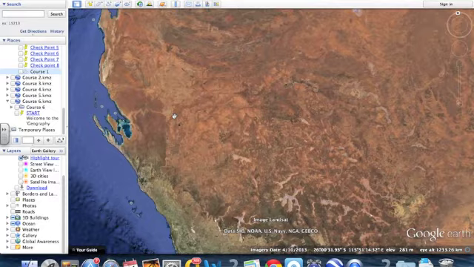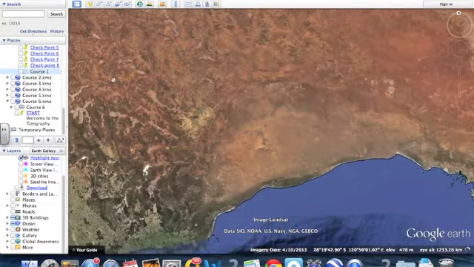Australia's highest mountain is Mount Kosciuszko. That's spelt Kosciuszko. Mount Kosciuszko is our highest mountain. I showed you where that was earlier.